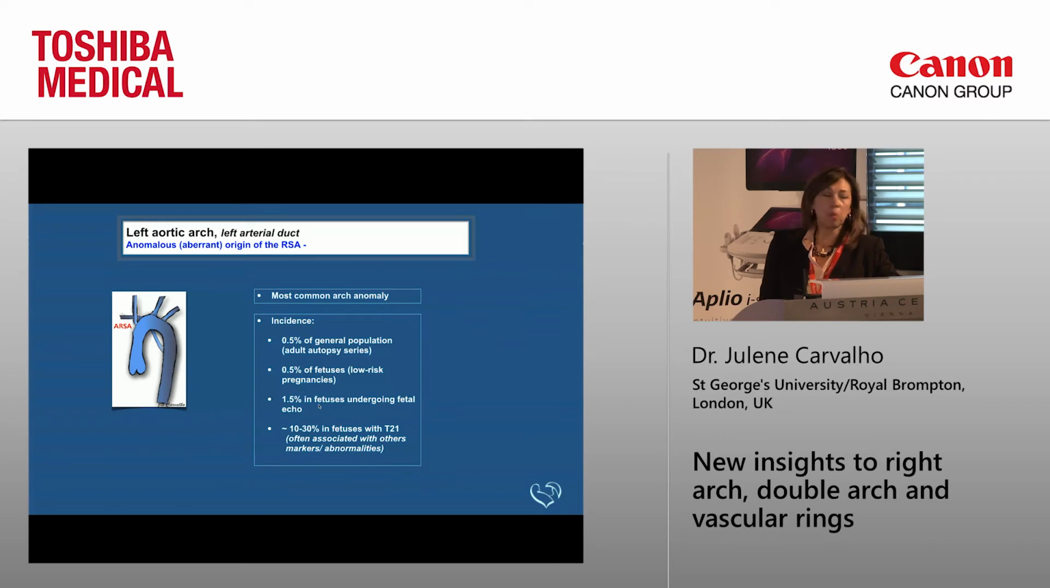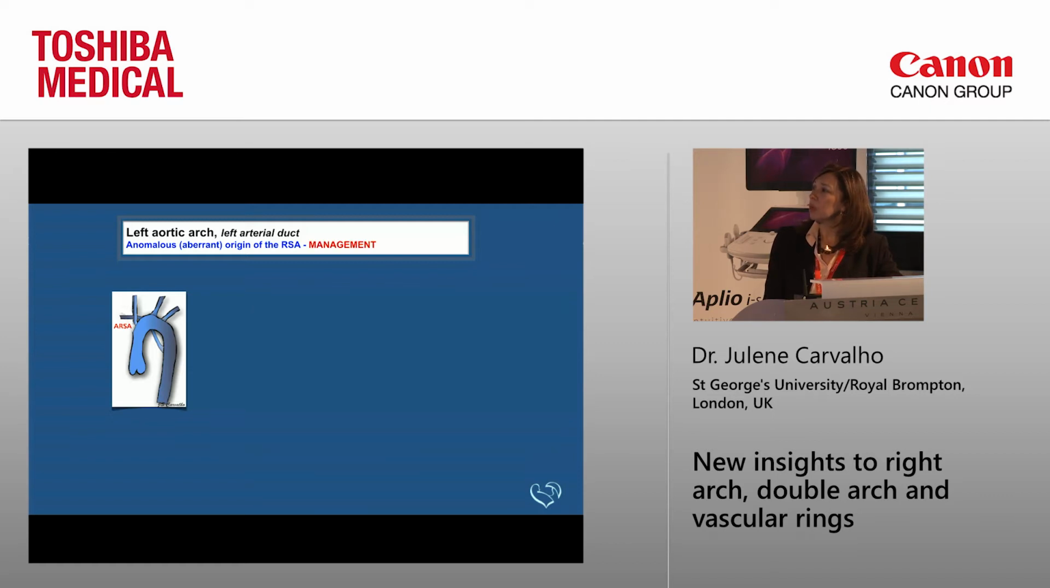It's 1.5% in children that have congenital heart disease. There is an association of that with heart abnormalities. But it's meant to be 10 to 30% of fetuses that have trisomy 21. Usually they have other abnormalities as well.